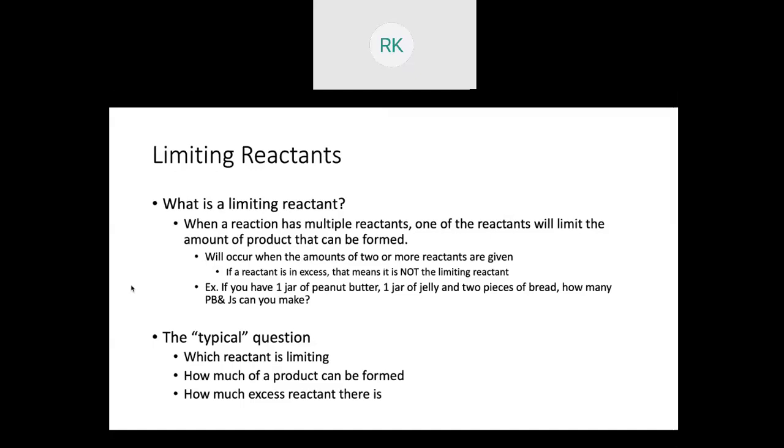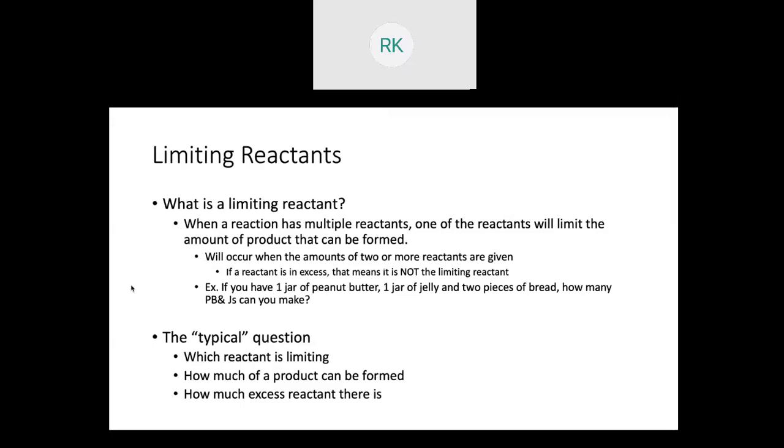So the example, a real life, easy to understand example of limiting reactant, is if you have 1 jar of peanut butter, 1 jar of jelly, and 2 pieces of bread, how many PB&Js can you make? From a jar of peanut butter, you can probably make, let's say, 30 PB&Js, and from a jar of jelly, you can probably make 20 to 30 PB&Js. But if you only have 2 pieces of bread, that is your limiting reactant. That's preventing you from making anything more than a single PB&J sandwich. So in this case, bread would be our limiting reactant.